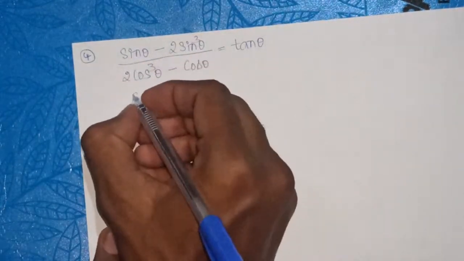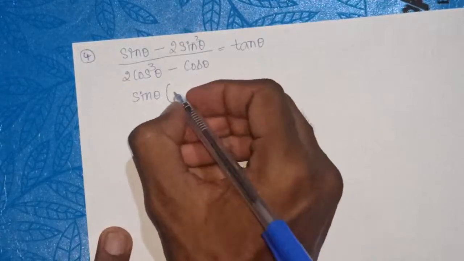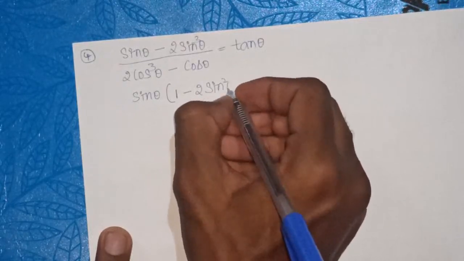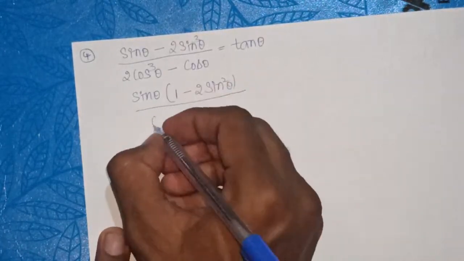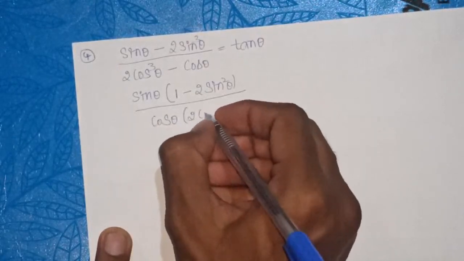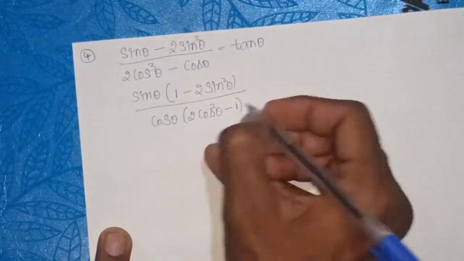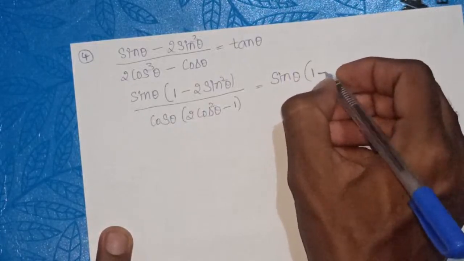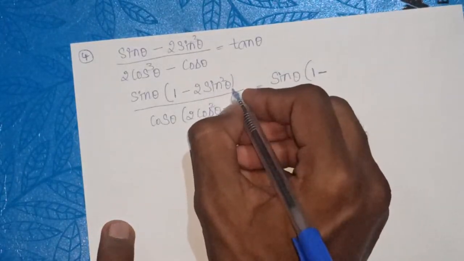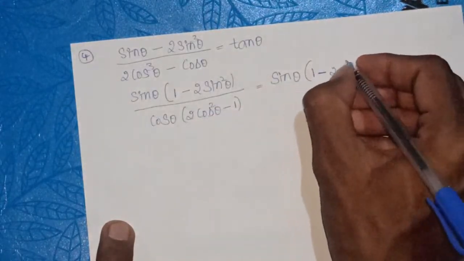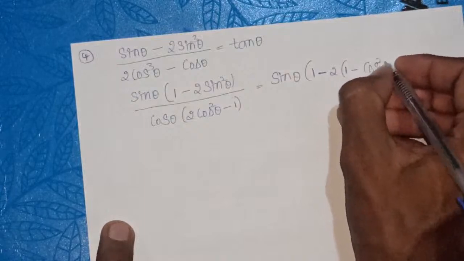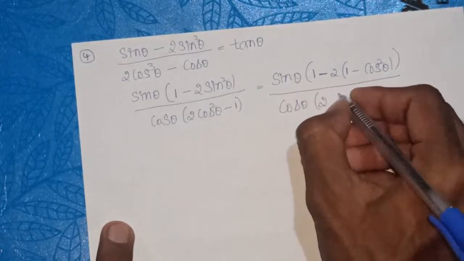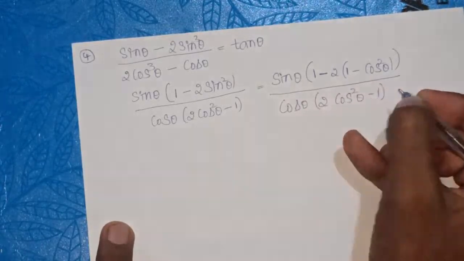So, in the numerator, we have sin theta as common. As we are taking sin theta as common, 1 will be left out here, and here 2 sin square theta will be left out. Divided by, in denominator, we can take cos theta as common. So, 2 cos square theta minus 1. Sin theta is kept as it is into 1 minus, here we have sin square theta. Sin square theta in terms of cos square theta can be written as 2 kept as is, 1 minus cos square theta, whole divided by cos theta into 2 cos square theta minus 1.